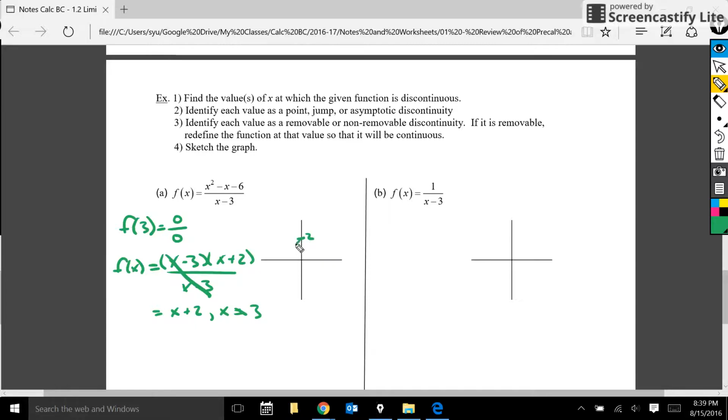So it's linear, but at some point, I should erase this. At 3, I have a hole. All right, so that's what my function looks like. For our next example, bad asymptote, I see it right off the bat. Okay, if I plug in 3, I get 1 over 0. Okay, it's not 0 over 0, it's 1 over 0. That's just bad. So I know that at 3, I have an asymptote, and the rest of my function will look like this. And it's the reciprocal function. All right, so we're good there.